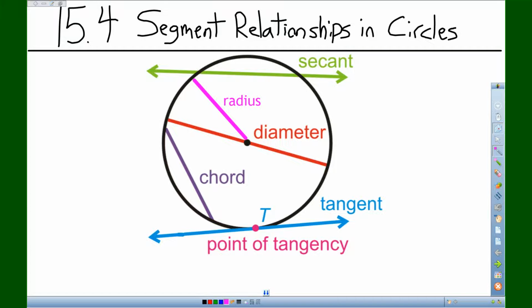Hey everyone. So we are looking at the 15.4 notes today, dealing with segment relationships in circles. This first slide is giving you the different names for all of the different lines that we can get that cross through a circle. So go ahead and copy this slide, and then I'll say a couple things about it.